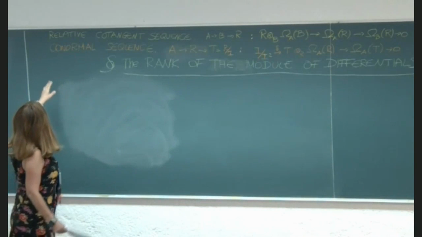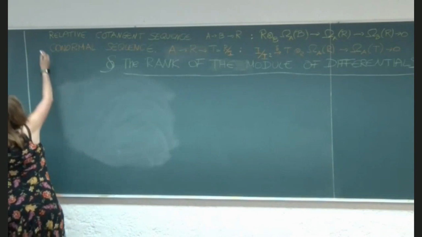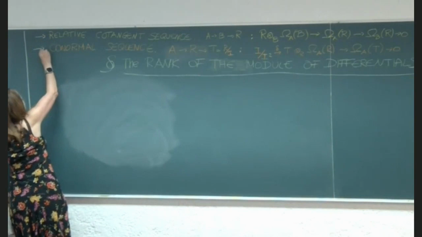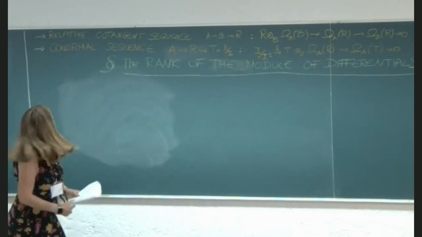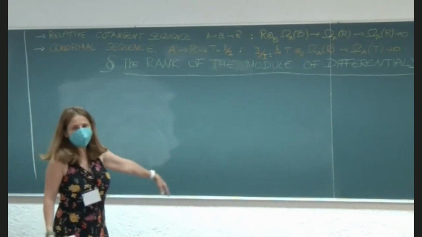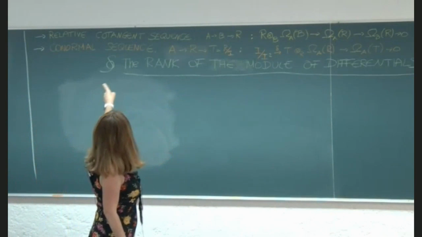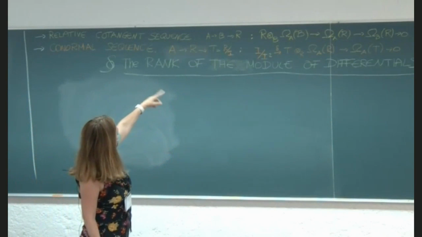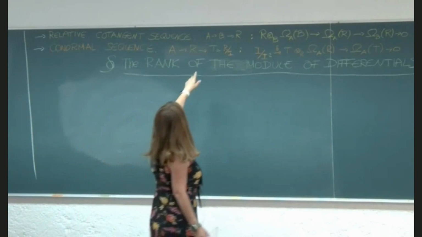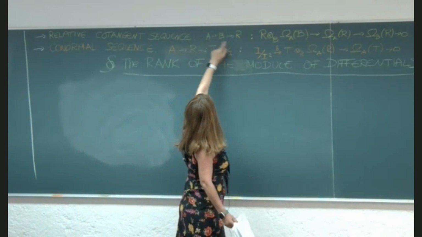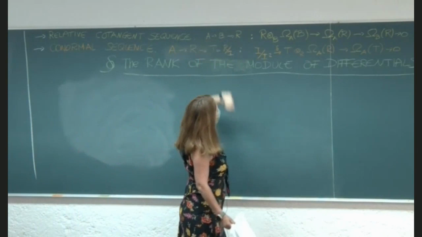So first of all, I wanted to write up here the two things we saw last time, which are very important. As I told you, in fact, they will come up in the proof today. One is the relative cotangent sequence that we have all the time. We have rings in this way. So B is an A algebra, R is a B algebra, and is also an A algebra.